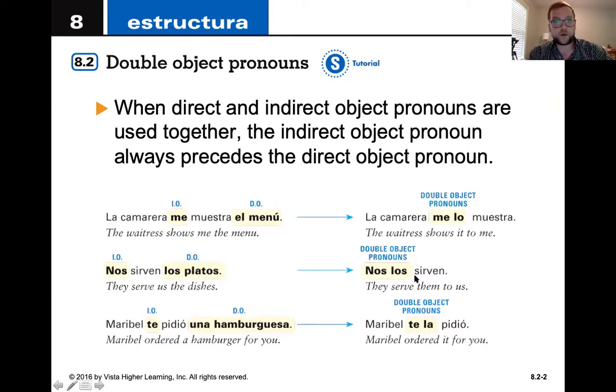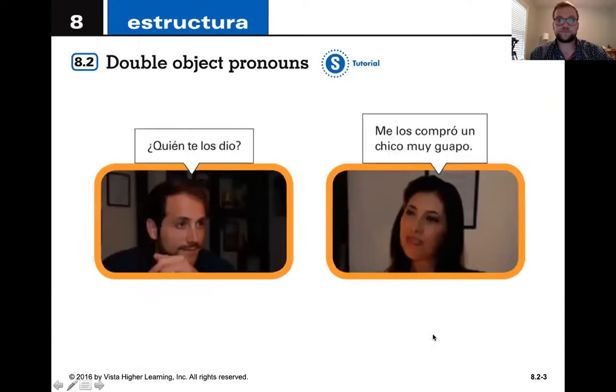Look at this sentence when we go in reverse. They serve them to us. They serve what? Los platos, the dishes. To whom? To us. A nos, a nosotros, right? Nos. Nos los sirven. To us, them they serve, right? Muy bien. Ok, otra frase. Maribel te pidió una hamburguesa. Maribel te la pidió, right? So she ordered what? She ordered a hamburger. For whom? For you. Te la pidió.